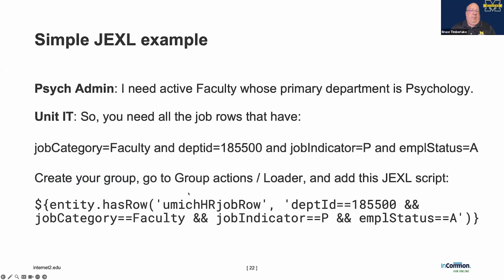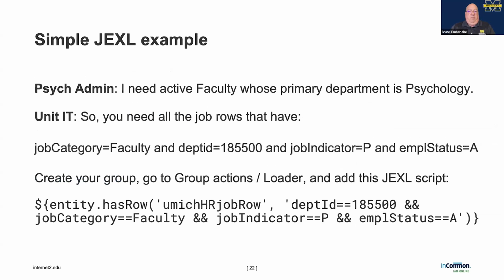So this is a simple example, right? We have a user who says, I need faculty whose primary department is psychology. So then we say, all right, well, that's job rows that have job category faculty, the department ID for psychology is 185500, job indicator is primary faculty assignment, and then the employment status is active.